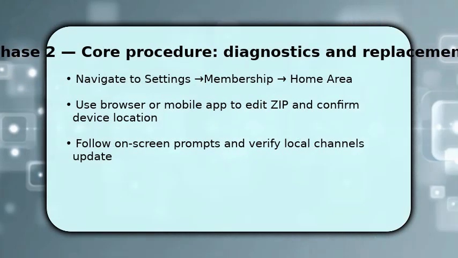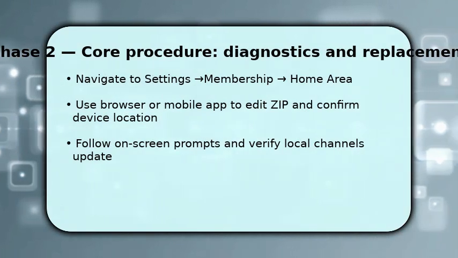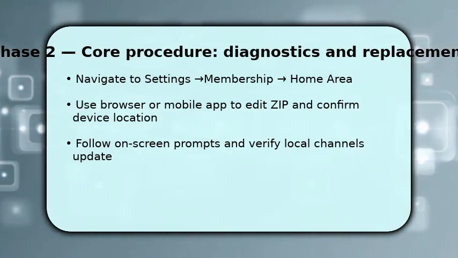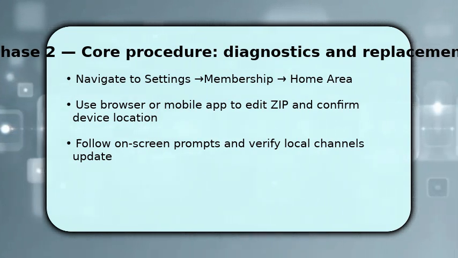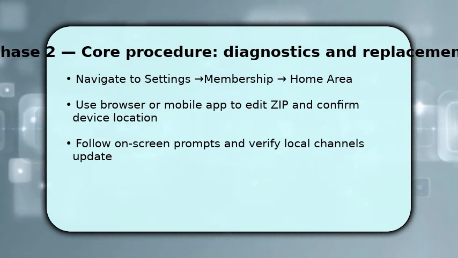Now change the home area. Go to Settings, then Membership, then Home Area. Click Edit and enter the new ZIP or allow the device to detect location. Choose the option that best matches where you actually live.